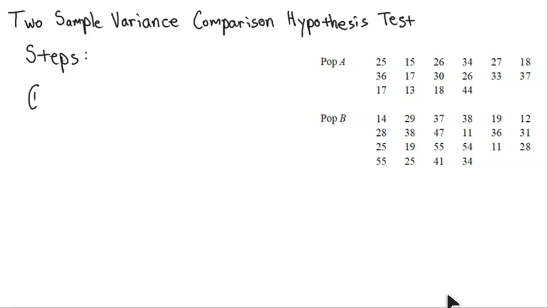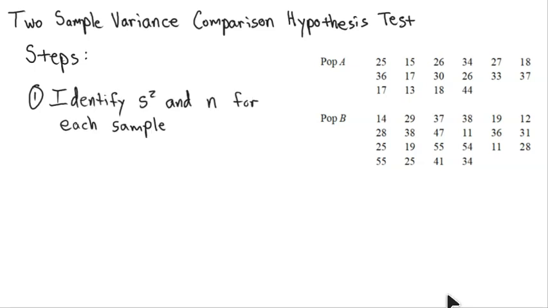So the first thing you're going to do for a variance comparison test is identify the sample variance, S squared, and the sample size for each sample. So we're going to go over to Excel and we're going to enter the sample for population A, and we're going to enter this sample for population B.